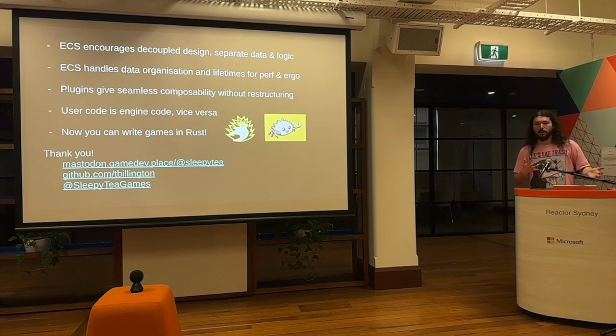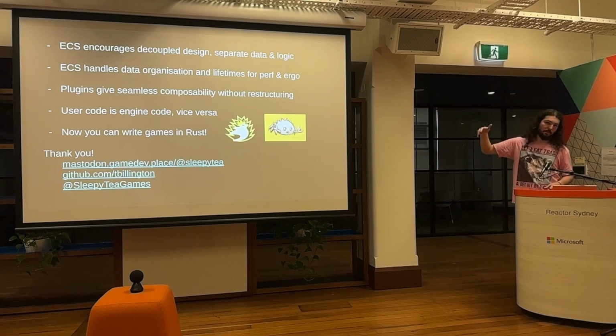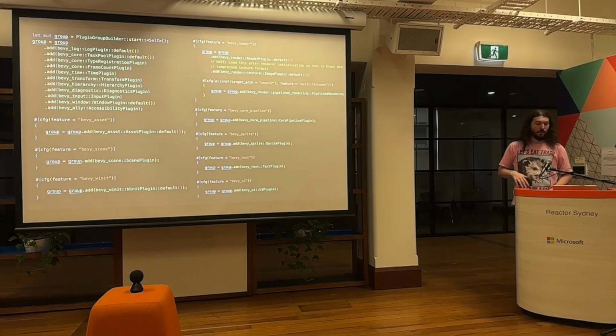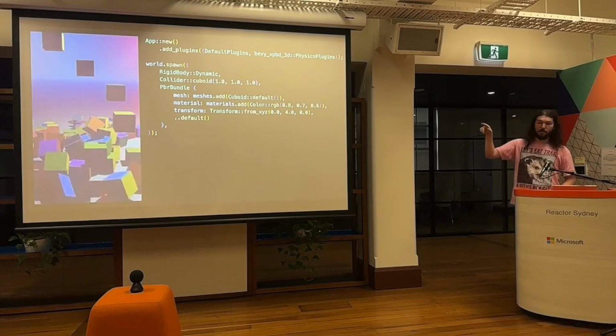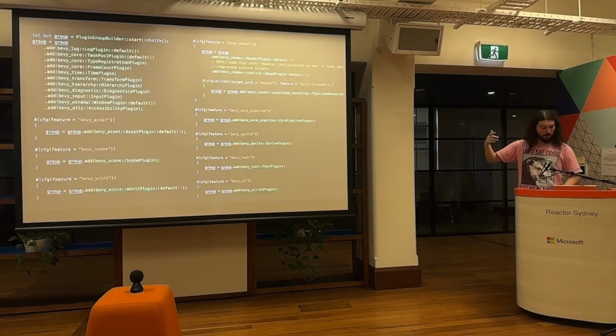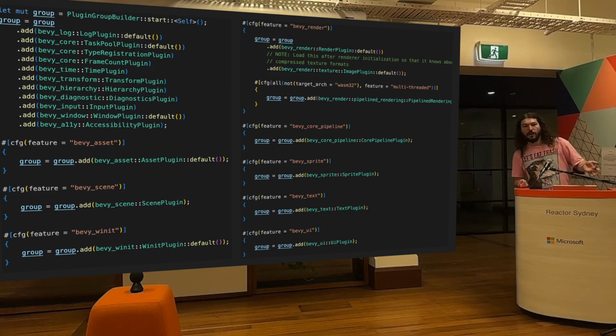Plugins give this seamless composability. I went over that. One of the most interesting factors about this is the user code that you write, the systems I've showed you. That's how the engine is implemented internally. So in that default plugins at the start that comes from Bevy itself, it is just a huge group of other plugins internally. A logging plugin, an asset loading plugin, a scene plugin. So all of the code you've seen is how the engine is implemented internally.